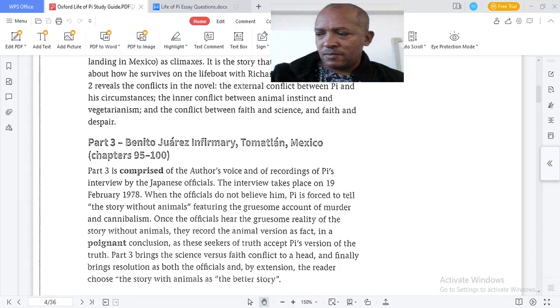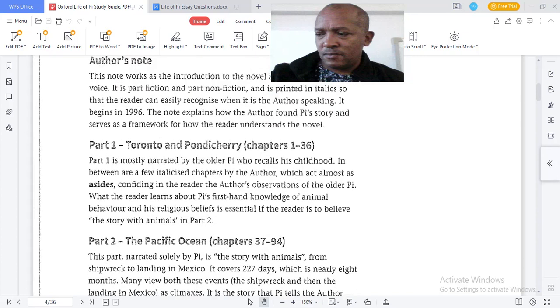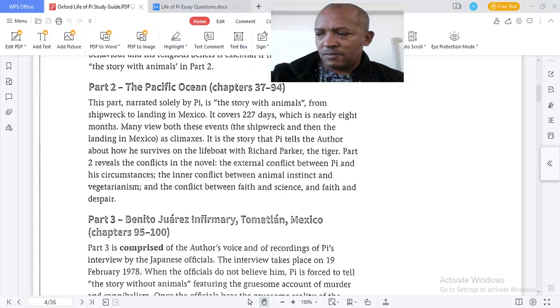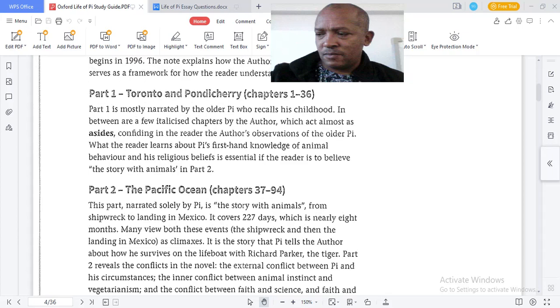Let's talk about part 3. So part 1 is about his childhood, early childhood years, and where he gathers first-hand knowledge about animal behavior and his religious belief. Part 2 is his life on the Pacific Ocean. Part 1 is where he lived, Toronto and Pondicherry, and he recalls his childhood. How does he learn first-hand knowledge about animal behavior? His father owned a zoo, or was a zookeeper.